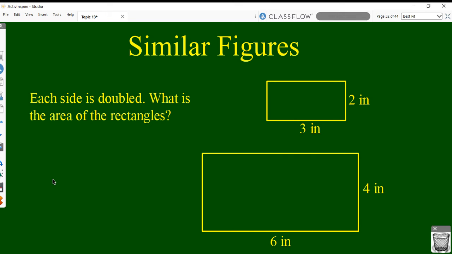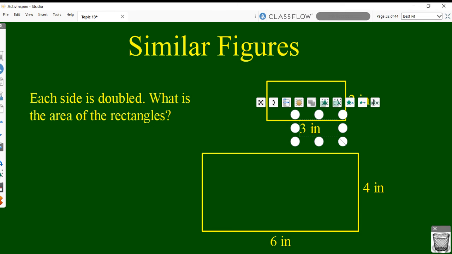All right, y'all, we're looking at day 4 of our topic 13 notes. And we start off with an exercise that tells us right off the bat that between these two rectangles, each side is doubled. Okay, so on the top one, we've got a length of 2. On the bottom one, the one that matches it, is a length of 4. Okay, we've got a 3 and a 6 in between those two rectangles.